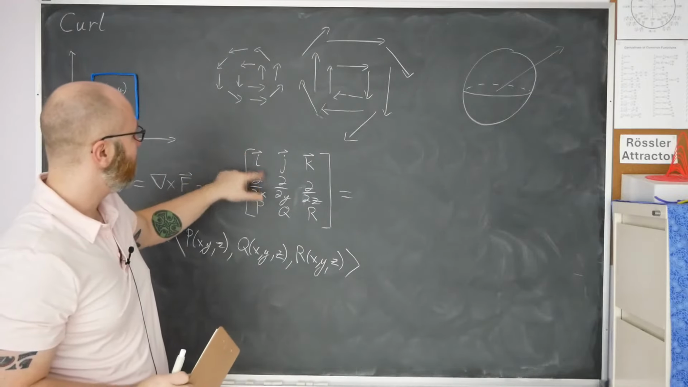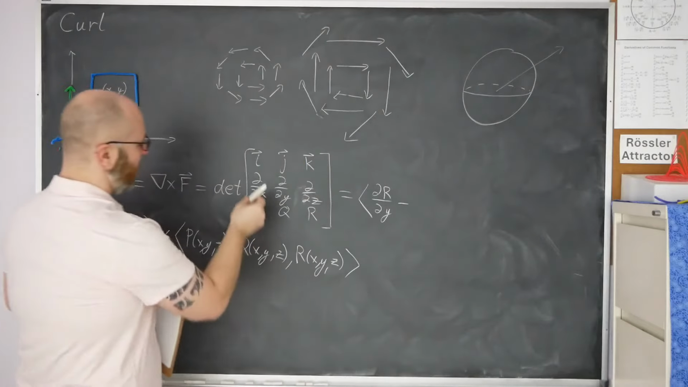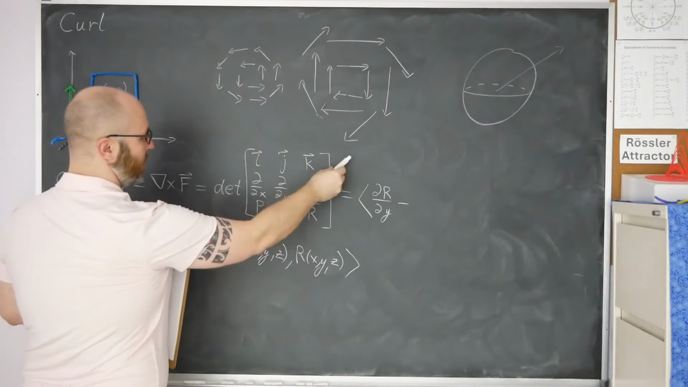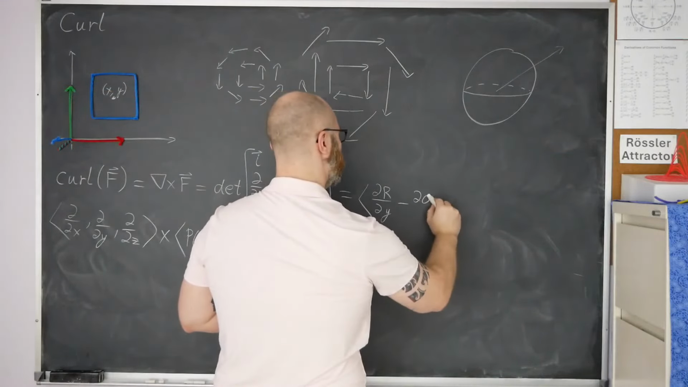So the first one, I'm going to start with the i component. So I have i times partial y times r. So I get partial r, partial y. And then the other diagonal, you do minus, so it's i times partial z, partial q, so minus partial q, partial z.